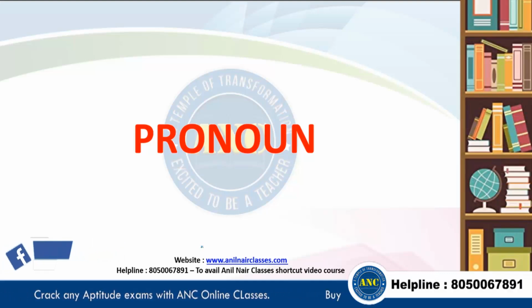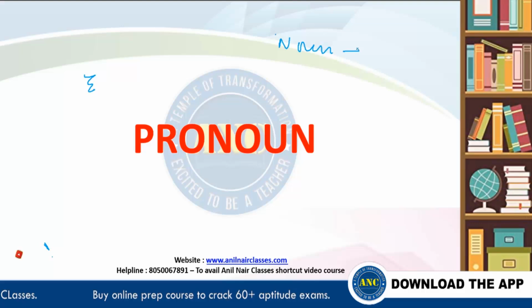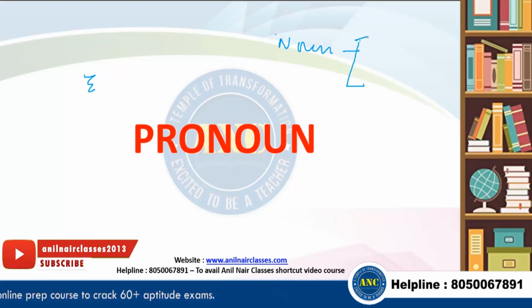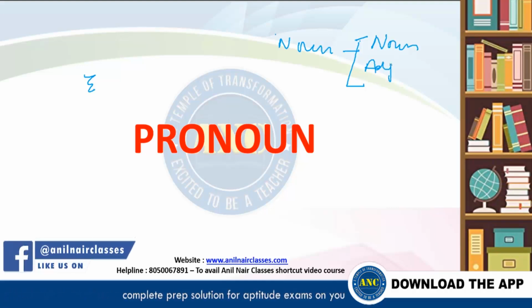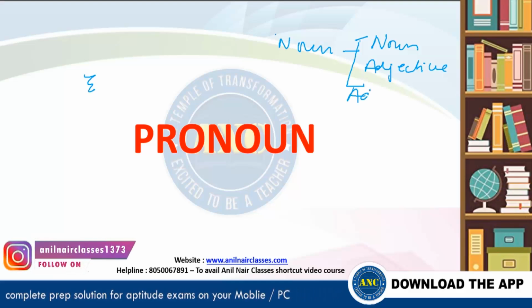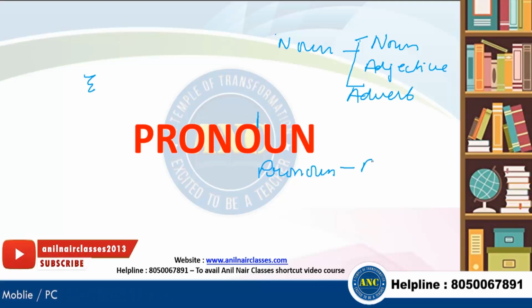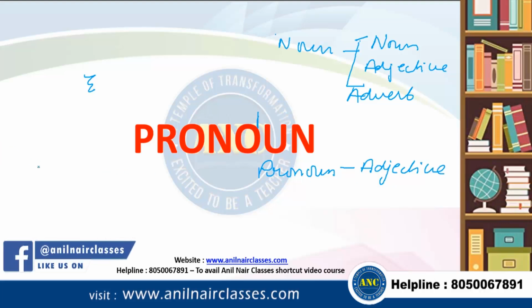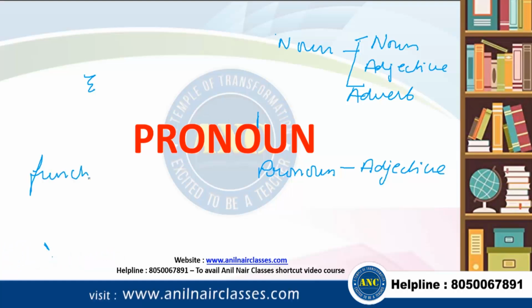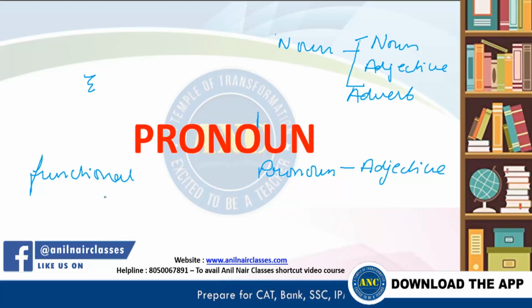Pronouns. Now when we talk about pronouns, we discussed in the nouns chapter that a noun can function as three different things. A noun can function as the noun itself, it can also function as an adjective, or it can function as an adverb. Similarly, pronouns can also function as adjectives. Here we will also be studying the functional aspect of the pronoun, that is, in context to a particular sentence, what exactly a pronoun is functioning as.